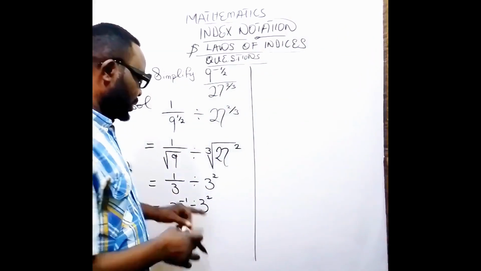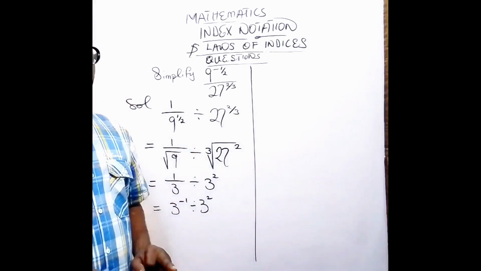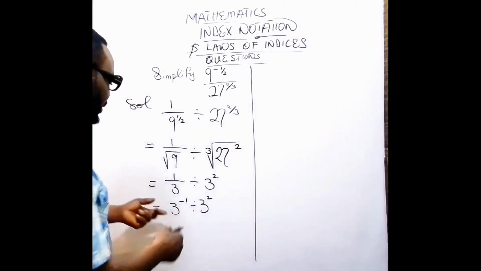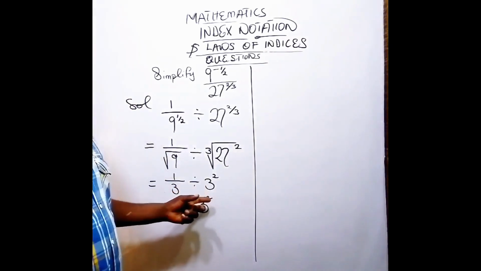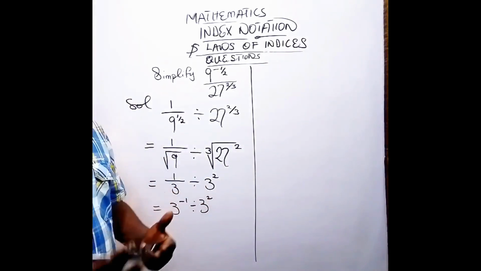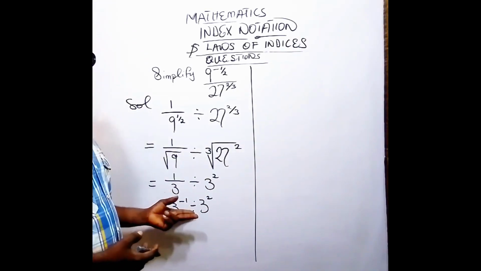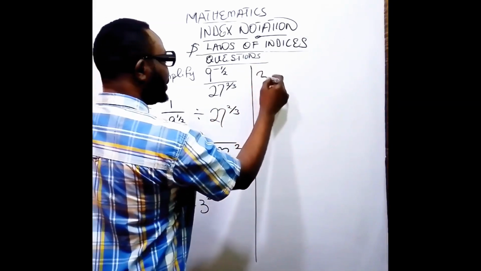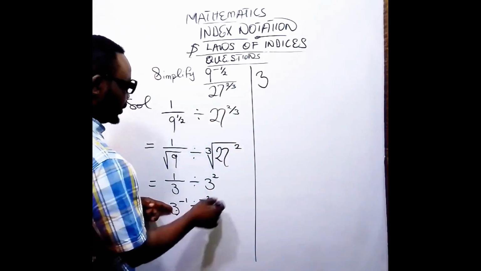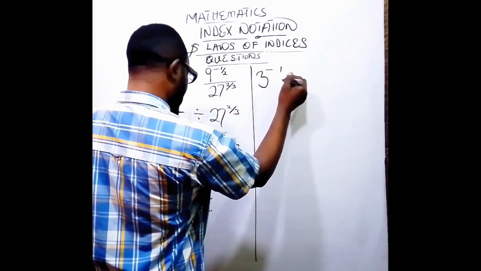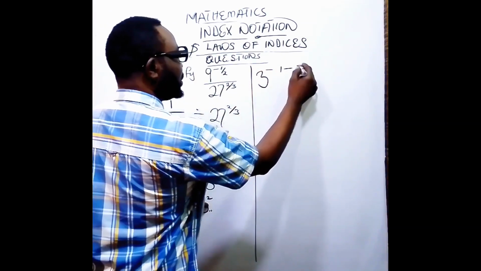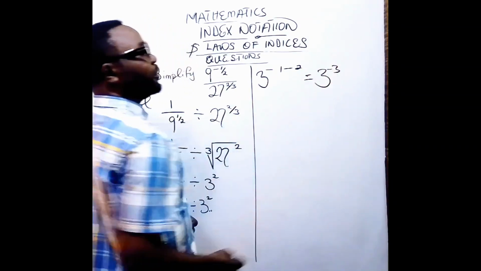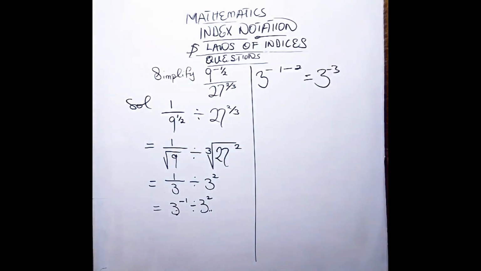In the division law, what does the division law say? It says that when you have the same value raised to some powers and they are divided by one another, the powers will be subtracted from one another. So this will become 3 raised to the power of minus 1 minus 2, which will be equal to 3 raised to the power of minus 3.